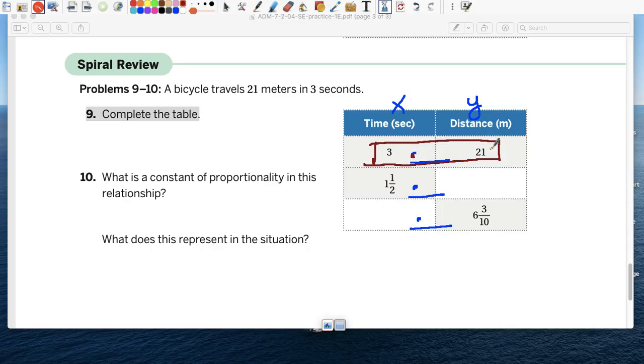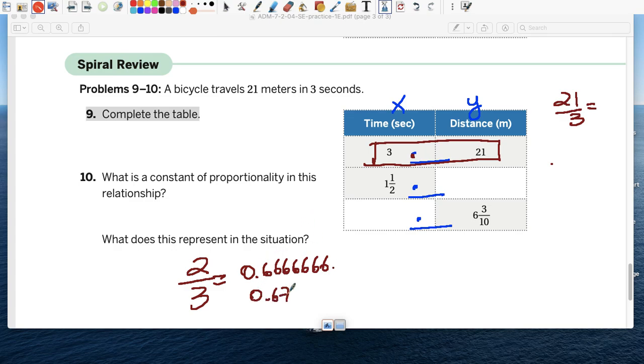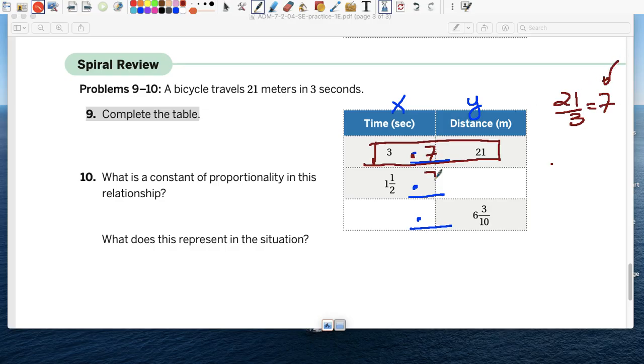To find this number, you're going to take 21 and divide it by 3. Start writing that as a fraction, because as you saw in class, some of those numbers didn't divide evenly; you got a repeating number. Let's say you divide 2 over 3, you're going to get 0.666666. But instead of using that or using 0.67, I want you to use 2/3. For this one, 21 divided by 3 is just 7. So what's the constant of proportionality? It's 7.